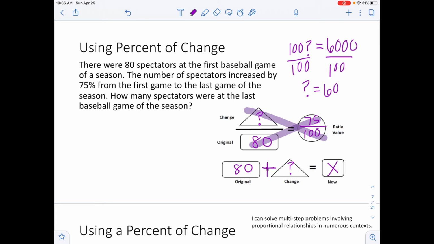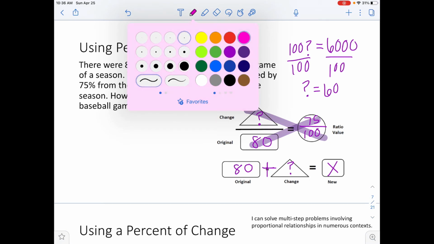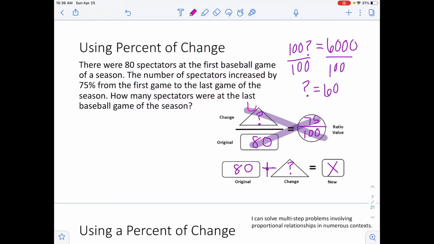So what that 60 means is that there were 60 more people at the last game. So that's going to be the change. And then since it's an increase, I'm adding the original plus the change, so 80 plus 60. And that leaves me with 140 people as my new.